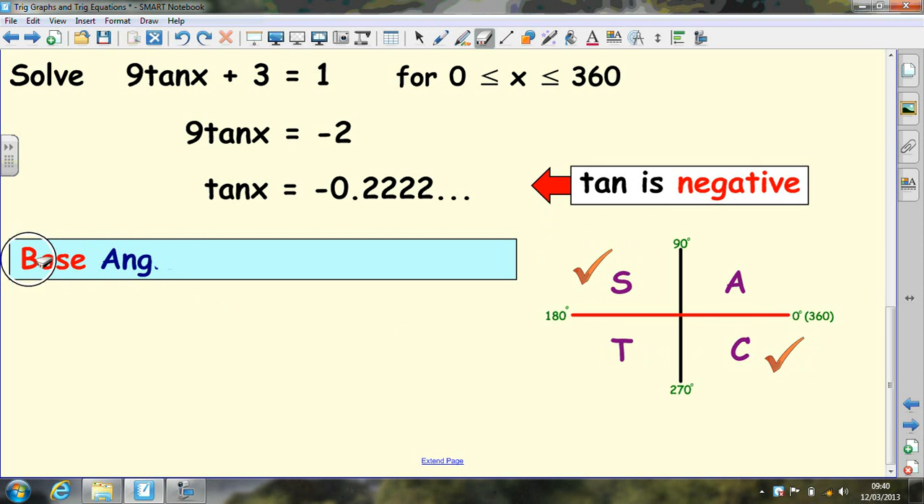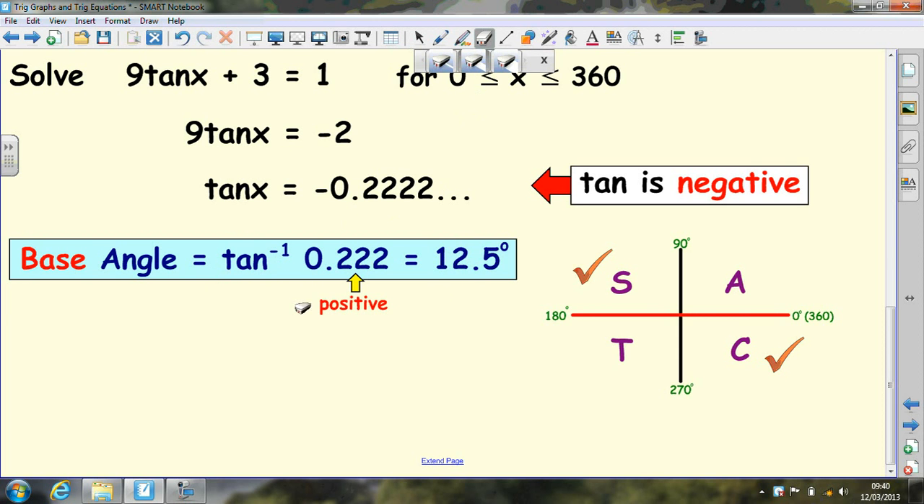So let's work out our base angle. Remember to inverse tan the positive value here. So we're using 0.222, and that comes out as 12.5. We're not going to inverse tan the negative value here. That would give us an angle larger than 90 degrees, which we do not want.